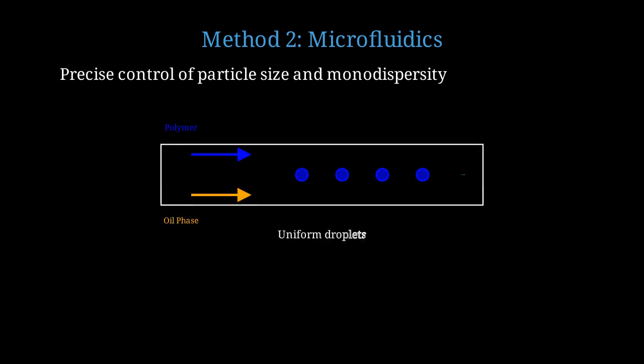Here's a schematic of a microfluidic device. The polymer solution in blue and oil phase in orange meet at a junction. Due to the precise flow control, uniform droplets are generated at regular intervals, creating perfectly sized microparticles.